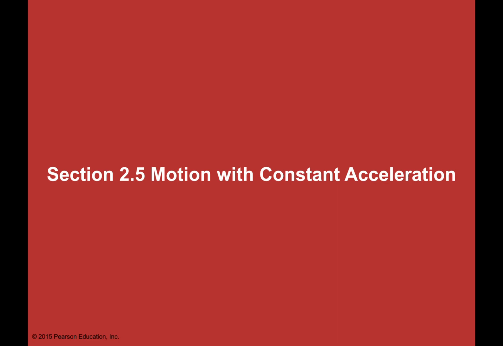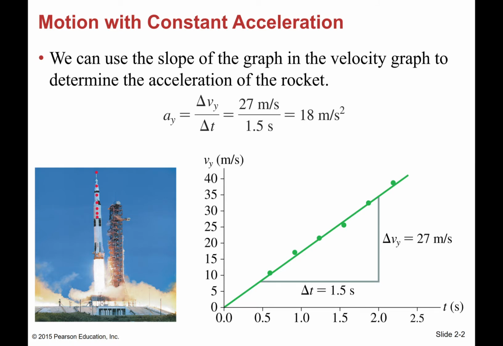So now we are going to study a particular type of motion, which is motion with constant acceleration. In this type of motion, the acceleration doesn't change. It's the same all the time. So here we have an example of a motion with constant acceleration. We have a rocket, right? And these red dots represent the motion diagram of this rocket.